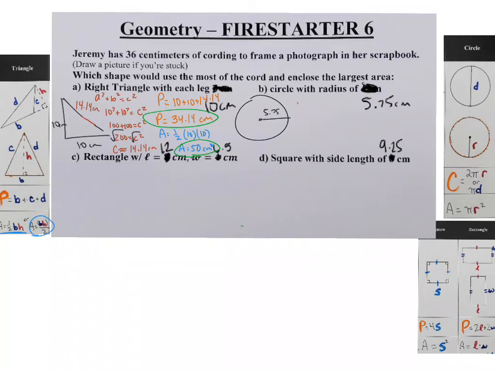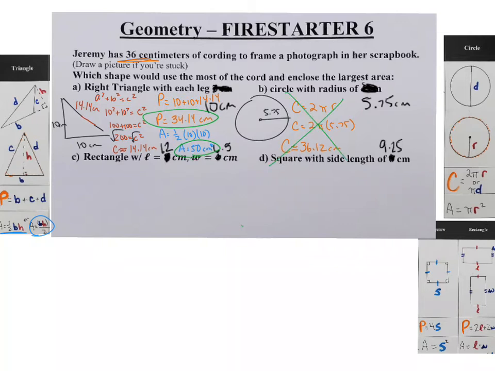So I have to do circumference. So my circumference is equal to 2 times pi times my radius. So my circumference is equal to 2 times pi times 5.75. I just put all that in my calculator. So I press 2, then pi, then 5.75, and it spits out 36.12. So my circumference is about 36.12, and it's going to be centimeters. Now here's the problem. We only have 36 centimeters. So there's no way this is going to work.